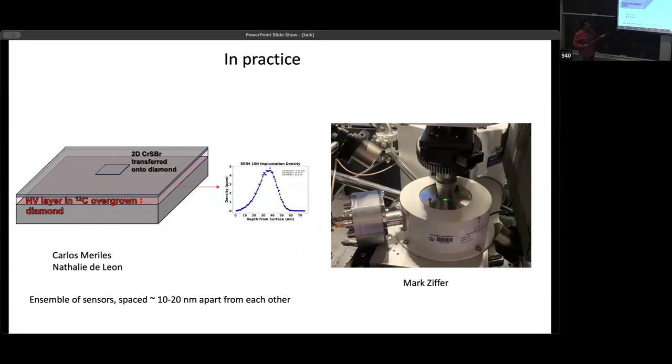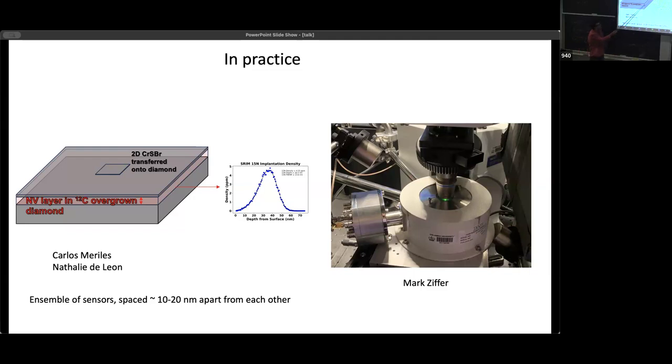So in practice, how do we actually make the experiment work? We get a diamond crystal, which is shockingly expensive. And then you implant the nitrogen into the diamond at a particular depth. In our case, the depth is around 30 to 40 nanometers below the surface. There's a whole bunch of tricks, which we learned from Natalie de Leon at Princeton, who's really an expert in preparing these diamond surfaces. And we learned a lot about NV itself from Carlos Meriles, who's at City College. So they really helped us make this happen.